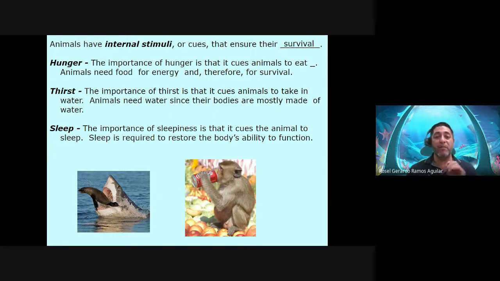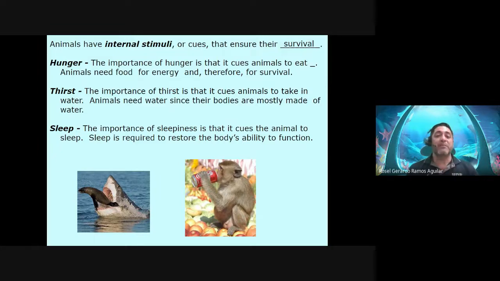In hunger, the importance of hunger is that it cues animals to eat. Animals need food for energy and therefore for survival. About thirst, the importance of thirst is that it cues animals to drink water. Animals need water since their bodies are mostly made of water.